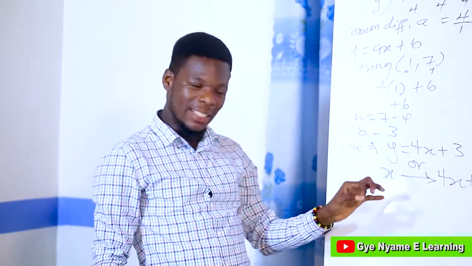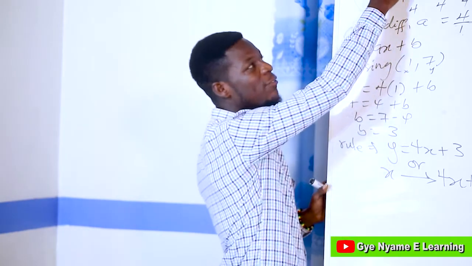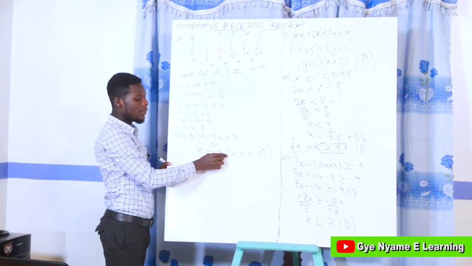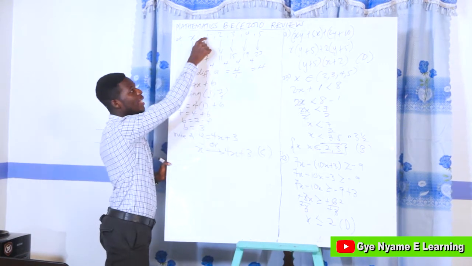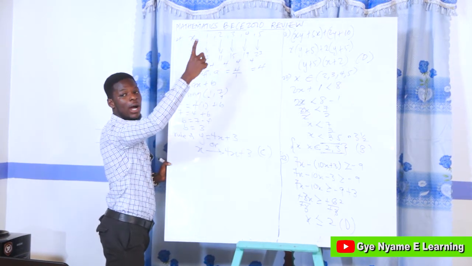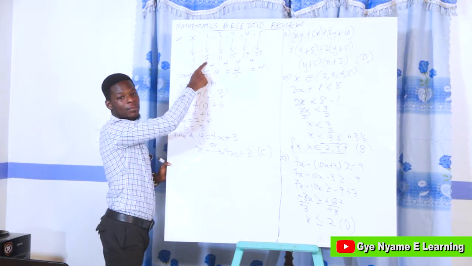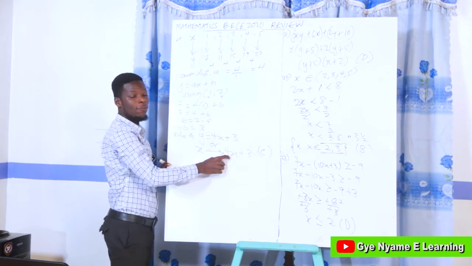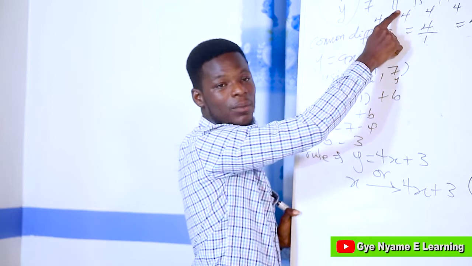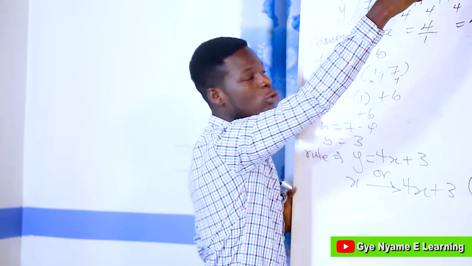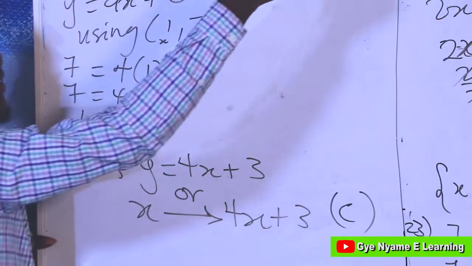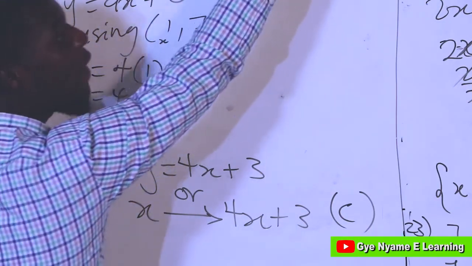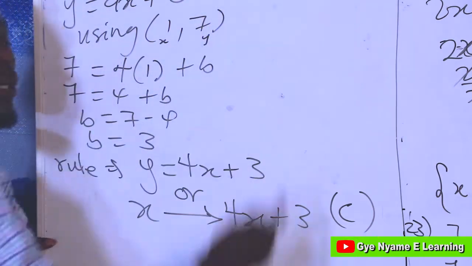This rule means that when you take each value for x, you multiply that value by 4 and you add 3. So when I take 1, I multiply 1 by 4, I'll get 4, plus 3, 7. When I take 2, I multiply by 4, 8, plus 3, 11. When I take 3, multiply by 4, 12, plus 3, 15. When I take 4, multiply by 4, 16, plus 3, 19. 5 by 4, 20, plus 3, 23.